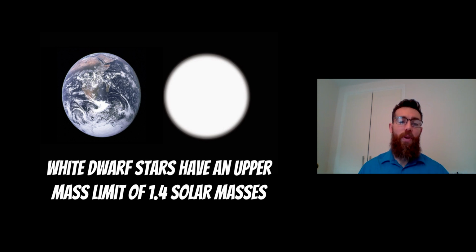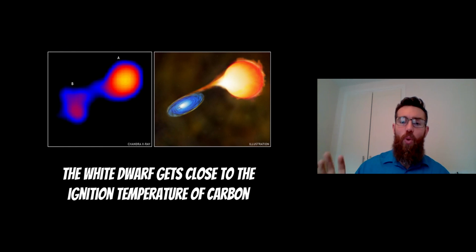So if you have a white dwarf star that's got a mass greater than that, it's not going to be a white dwarf star, it's likely going to be a neutron star. So there's this limit, this 1.4 solar masses. And that's quite important for these supernova explosions.